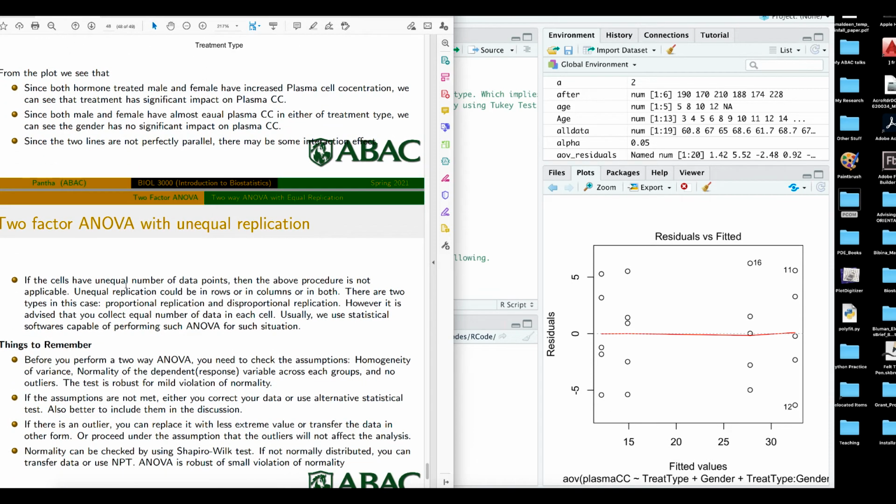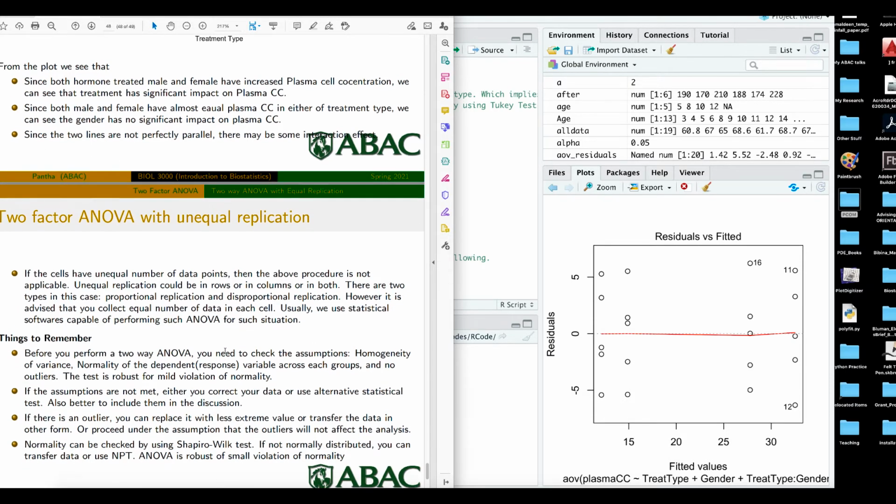If the cells have an unequal number of data points, then the above procedure is not applicable. Unequal replication could be in rows or in columns or in both. There are two types in this case: proportional replication and disproportional replication. However, it is advised that you collect an equal number of data in each cell. Usually we use statistical software capable of performing ANOVA for such situations.